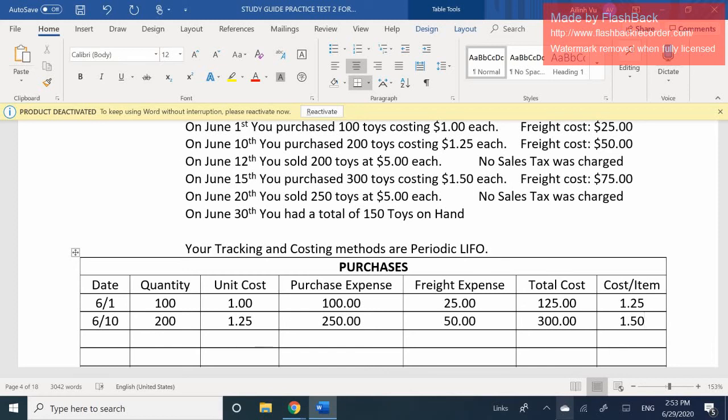What happened on June 12th? Purchase another 200 toys. Where does it say that? On June 12th? Okay, you sold, I read it wrong. So on June 12th, you sold 200 toys at $5 each. No sales tax was charged. So, what do we do with this sales?